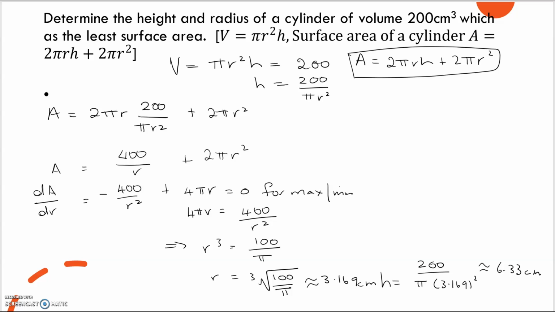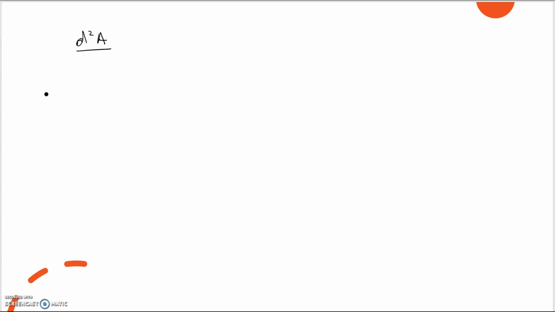Now, the next part of the question, you have to show that it is a minimum, which means you need to find the second derivative. And then you have to decide whether it's positive or negative. Given that r must be positive, this always must be positive. And then this tells us that we had a minimum.